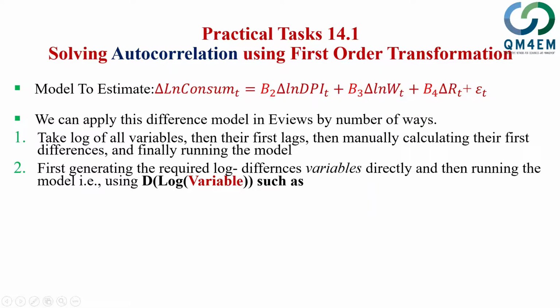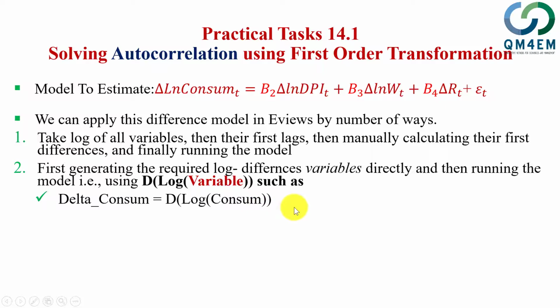So this can be shown here. The second way can be shown here. You can derive the delta consumption variable, which I named delta underscore consum, equal to D, that's for the first difference, then within brackets I wrote log, and then the variable. Please make sure that you write these brackets correctly. If you do that wrong, you will get an error.